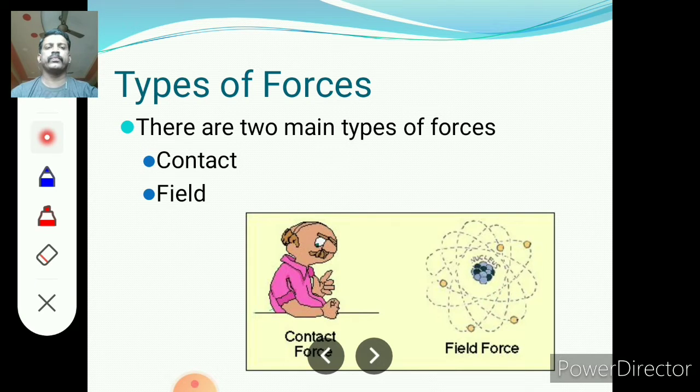The electrons are revolving around the nucleus in a particular orbit. There is no contact between the nucleus and the electrons. Or if we consider the earth and the moon, it is a field force. There is no direct contact between earth and moon, but the moon is revolving around the earth. So this is the field force, and that is the contact force. These are the two types of forces.